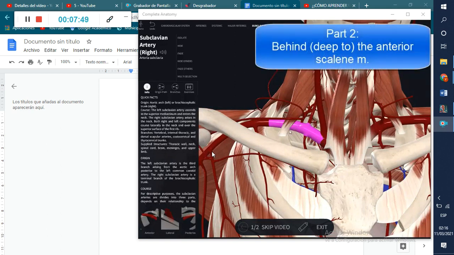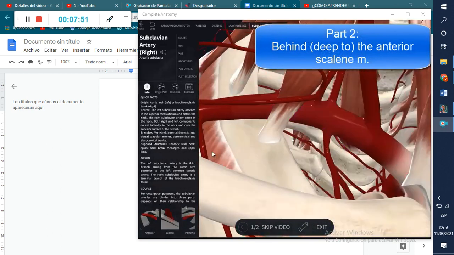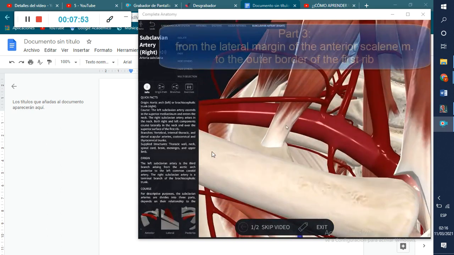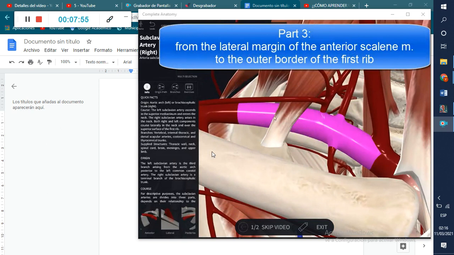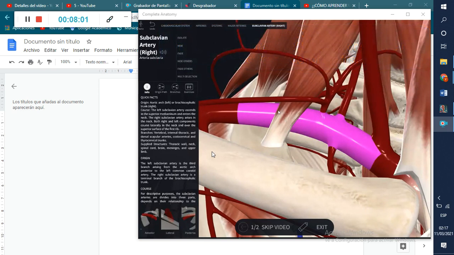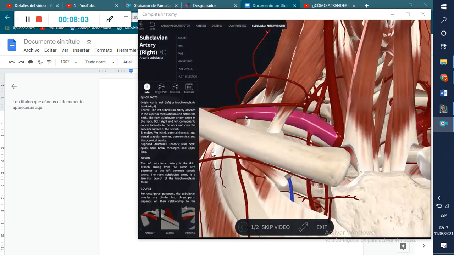The second part is very small, as it lies just behind the anterior scalene muscle. And the third part will extend from the lateral margin of the anterior scalene all the way to the outer border of the first rib, where it will then become the axillary artery, just about here.